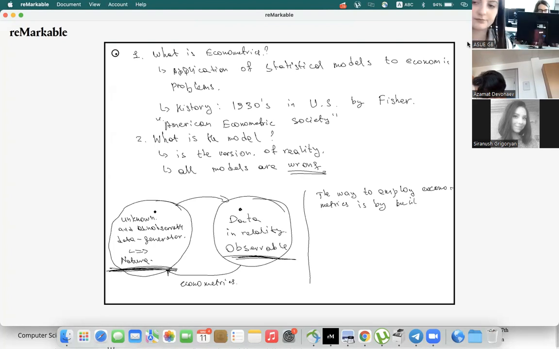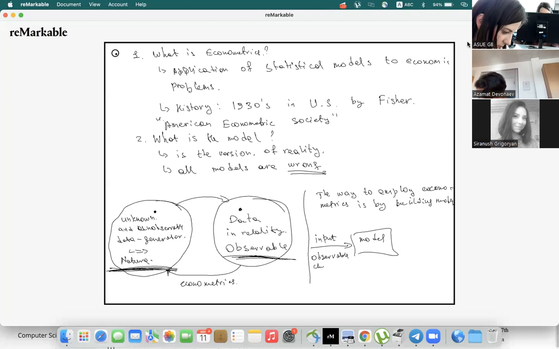Is by building. So what it means basically is that the model would be some kind of a function where you put some input, like, I don't know, some observable characteristics, and you get an output. Also observable, but for example, it can be wage or something else.